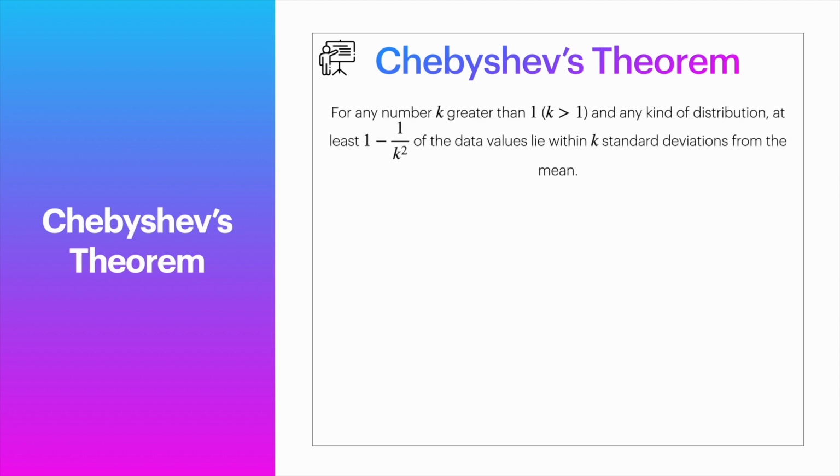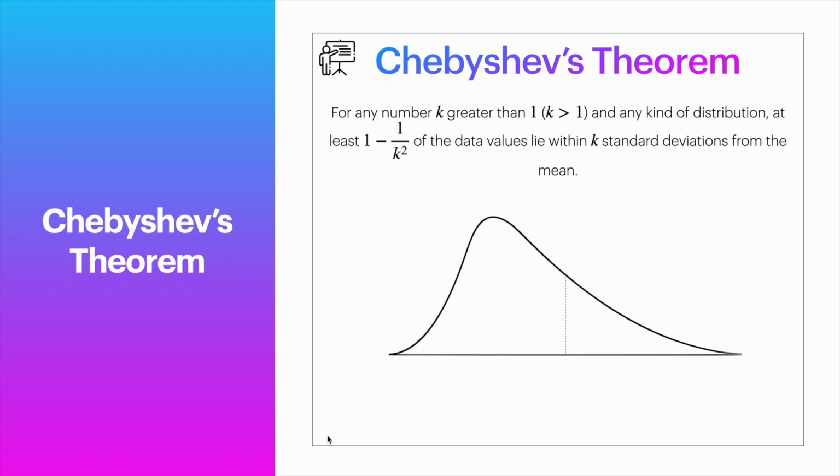So Chebyshev's theorem states that for any number k greater than 1 and any kind of distribution, at least 1 minus 1 over k squared of the data values will lie within k standard deviations from the mean. Let's try to make sense of this through an illustration.